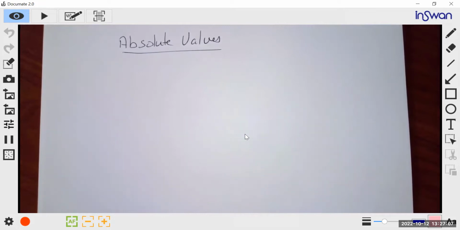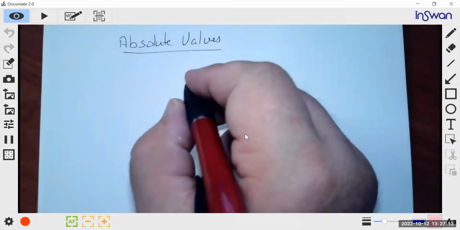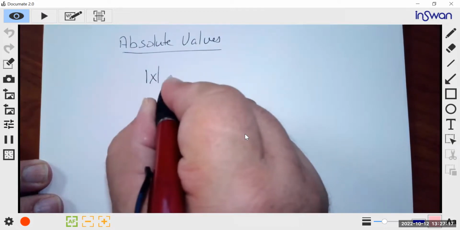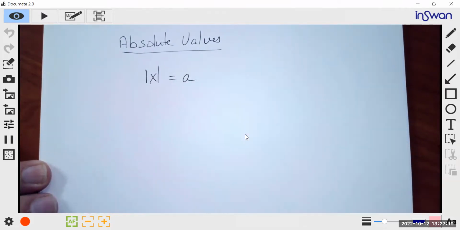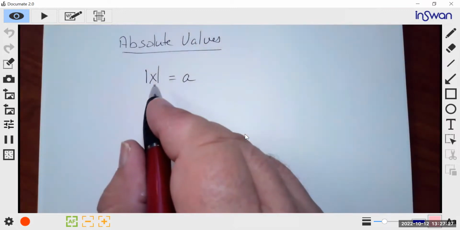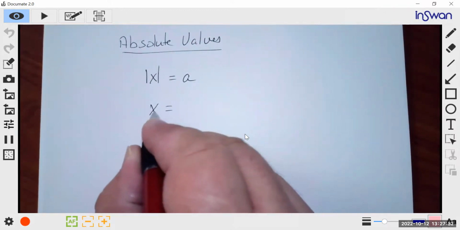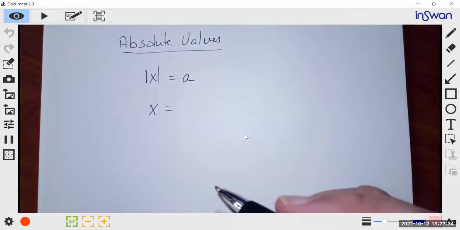We're now going to solve equations and inequalities that deal with absolute values. So for equations, we have absolute value of x equals a. If absolute value of x equals a, and I drop the absolute value around the x, what values can x have to make it equal a?